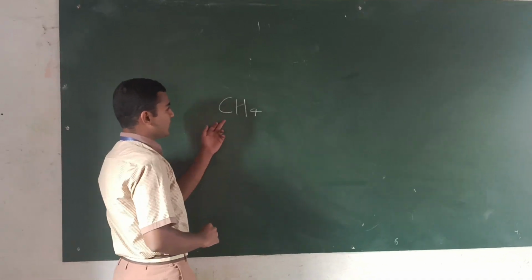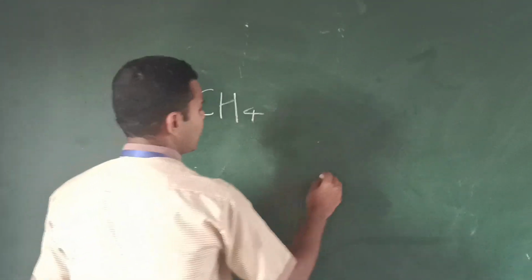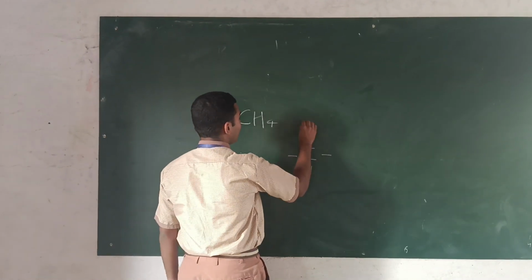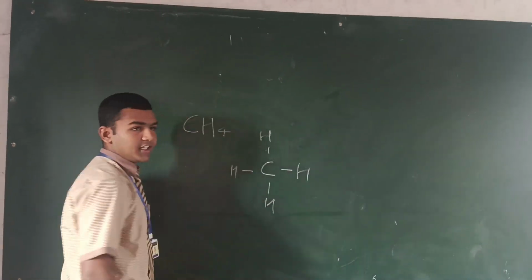Here we can see that there is only one carbon atom, so it is known as methane. We create the bonding, and the tetravalency of carbon is completed.